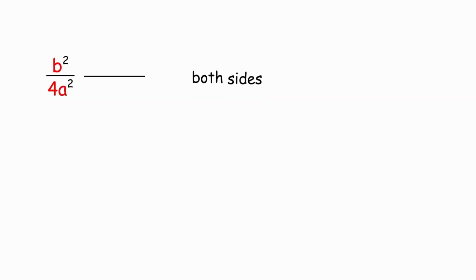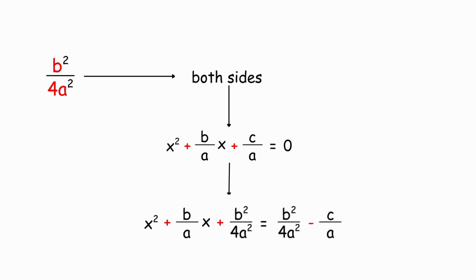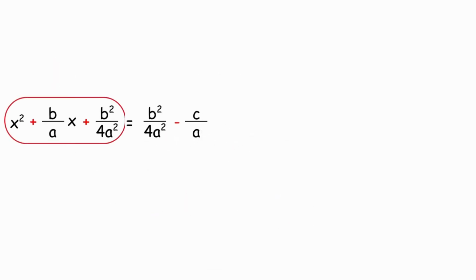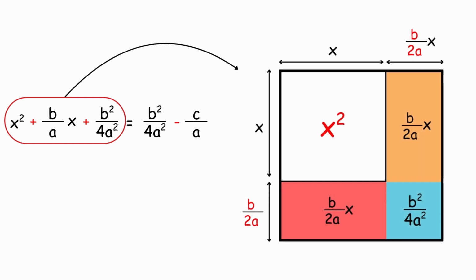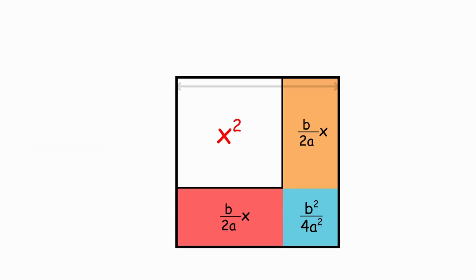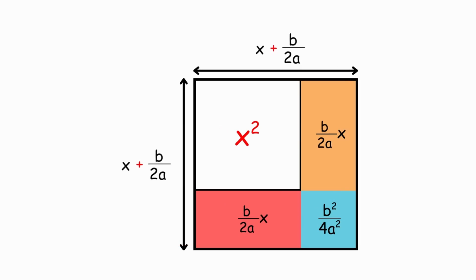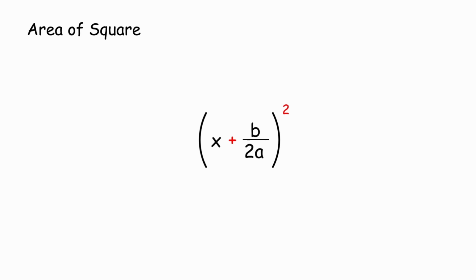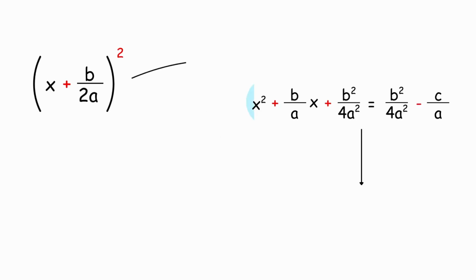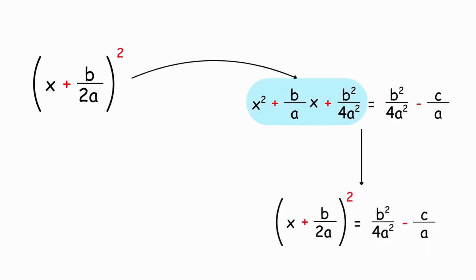This value is what we should add to both sides of our equation from before, giving x squared plus b over ax plus b squared over 4a squared equals b squared over 4a squared minus c over a. Now that the left-hand side of the equation represents the area of the completed square, you can re-express it in terms of the square's side length. The side length is x plus b over 2a, so the area is quantity x plus b over 2a squared, which we can substitute on the left-hand side.